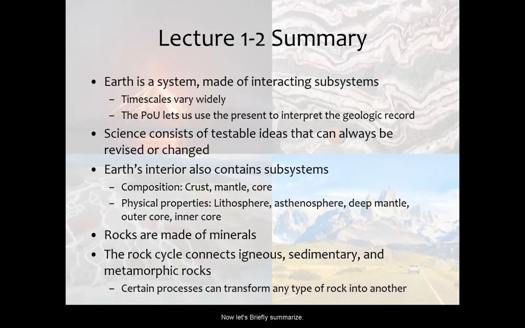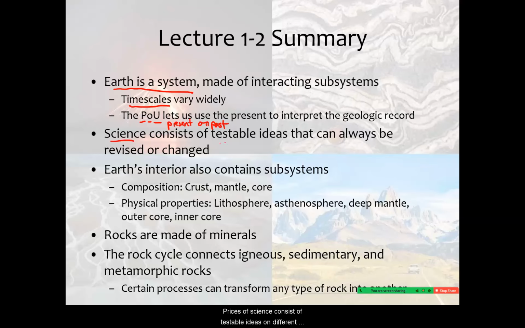Now let's briefly summarize the past two overall lectures. The first lecture, we talked about how Earth is a system of interconnected parts, these interacting subsystems. The time scales in those systems vary widely. Some things happen very slowly, on the scale of millions or billions of years. Some things happen very quickly, seconds or faster. The principle of uniformitarianism, that is, the present is the key to the past, lets us use the present and the physical processes happening that we talked about to interpret the geologic record, by understanding that the same things that are making rocks today made rocks in the past.